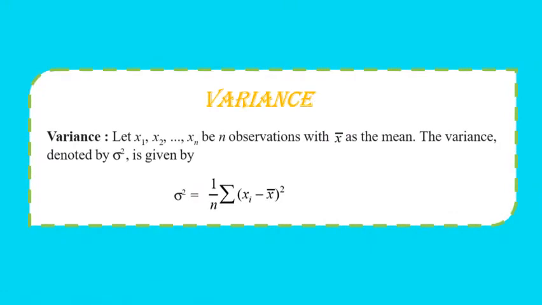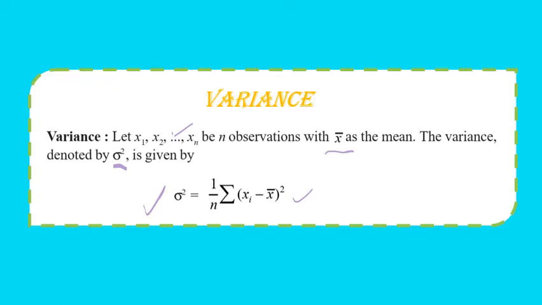So coming to variance. The variance of n observations x1, x2, x3 up to xn, whose mean is x bar, is given by sigma square, and is calculated as sigma square is equal to 1 upon n sigma xi minus x bar whole square.